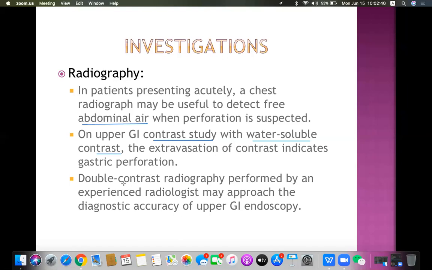Sometimes even double contrast radiography can be done. Now, double contrast means we give air along with the contrast material. This is called double contrast, air with contrast material.